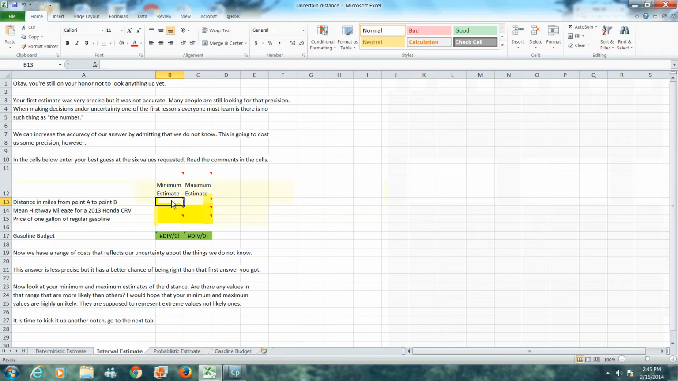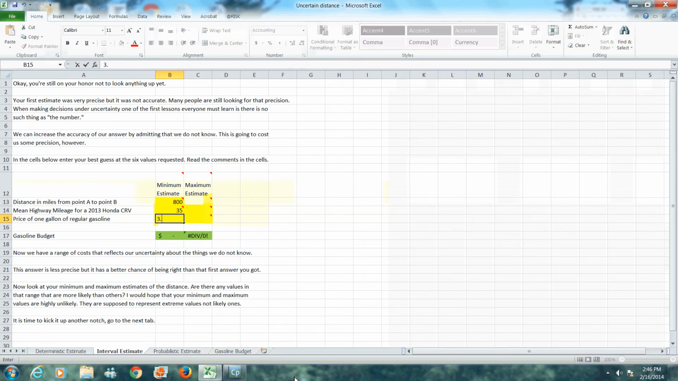So in my guess, that distance is not going to be less than 800 miles. I'm thinking if I want a good, meaning a low gasoline budget, then I'm guessing the mileage for this Honda CR-V on the high end. And I'm thinking on the highway, maybe you could get 35 miles per gallon. I don't know. I'm not familiar with that particular car. And the price of a gallon of gas.